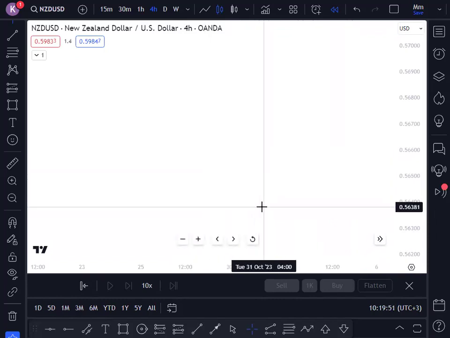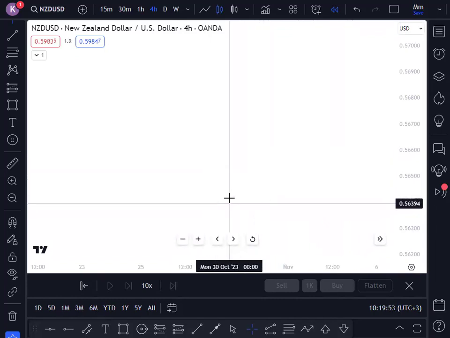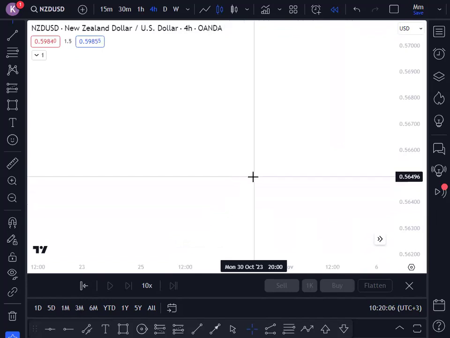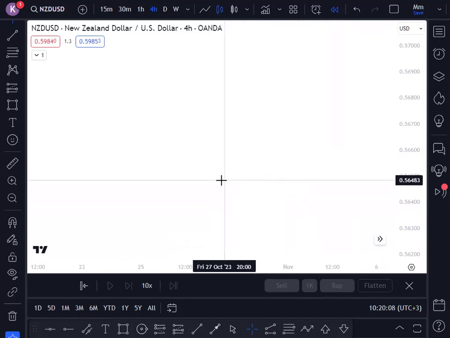So I'm going to teach you about resistance and support levels and how to take those trades where the market is on resistance or on the support key level. So the first thing is to identify where these support and resistance are located. So let me start with the support.